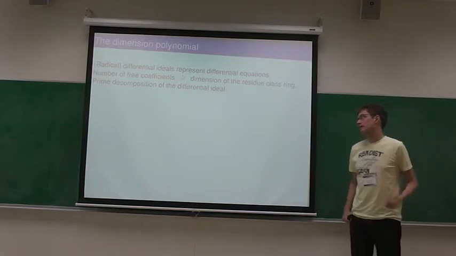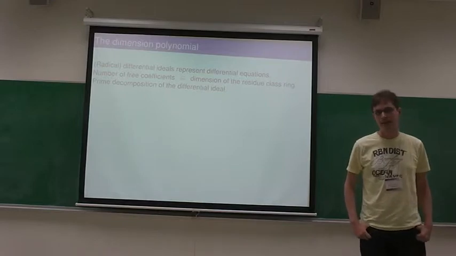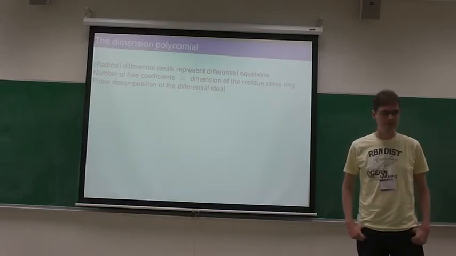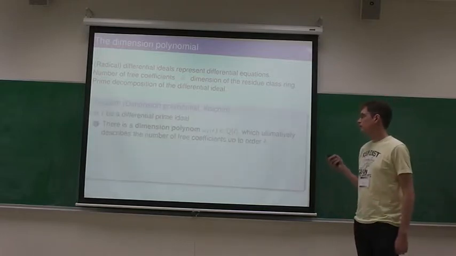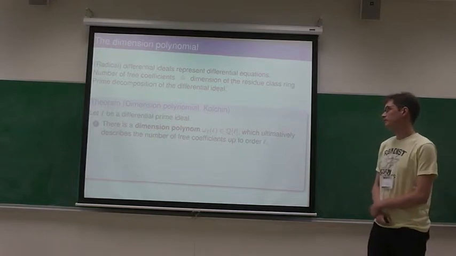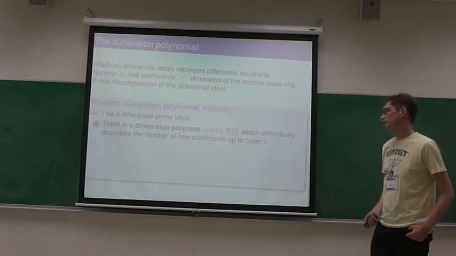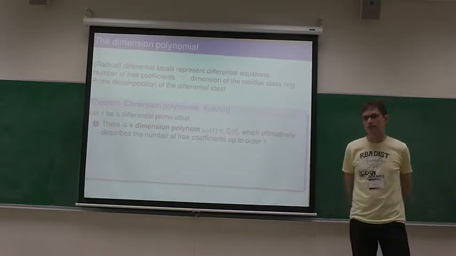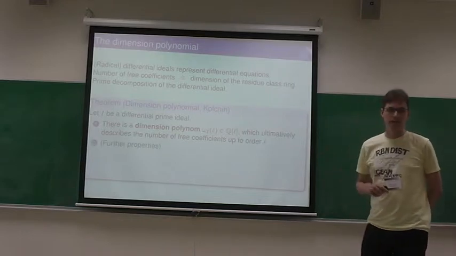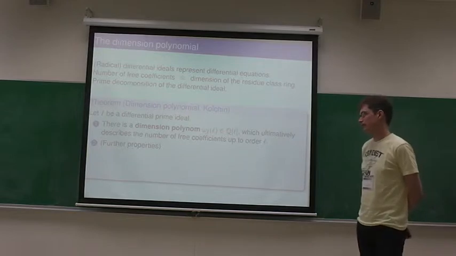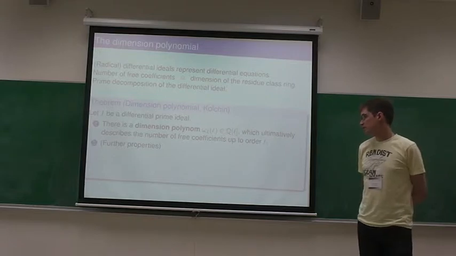And there is this nice basis theorem that every radical differential ideal has a finite prime decomposition. And so what we are about to do is look at each prime component separately. And Kolchin was able to prove the following theorem. Given a prime differential ideal, there exists this dimension polynomial, and this polynomial describes the number of free coefficients, at least alternatively. There are further properties not that important to this talk, mainly concerning invariance under differential birational maps.